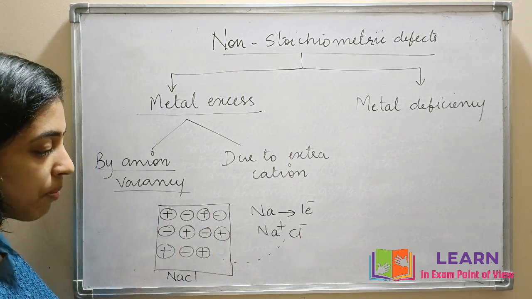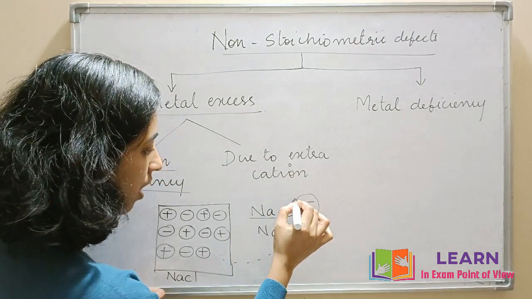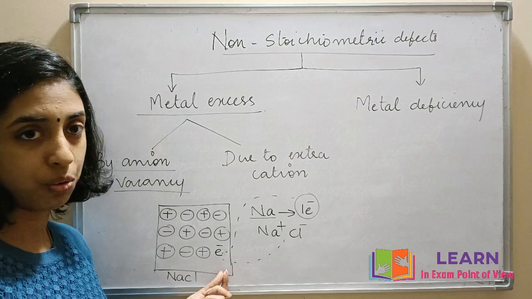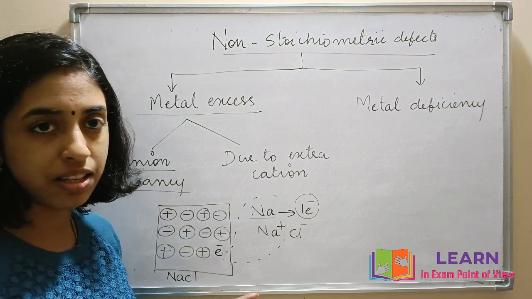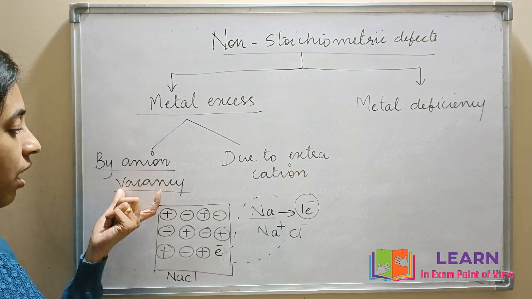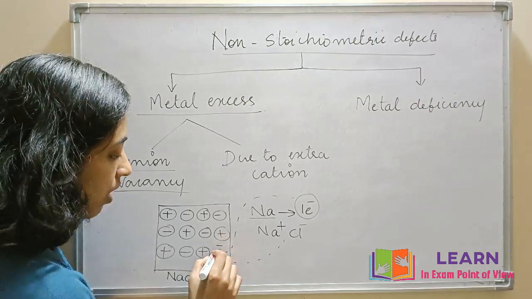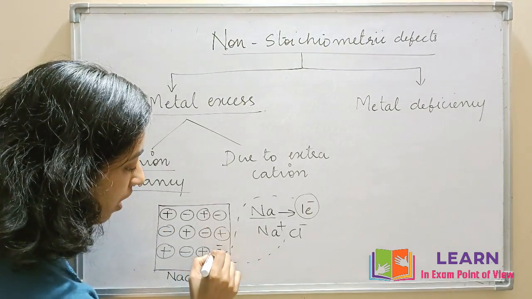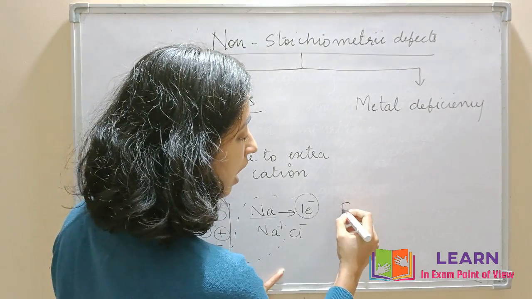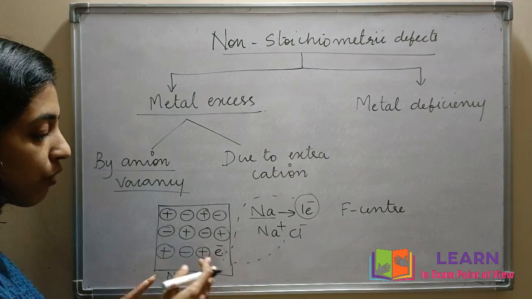So in order to maintain electrical neutrality, this one electron that is released by this Na will come and occupy the place of that vacant site. Okay. Now electrically it is balanced, but there is a deficiency of chlorine. That is, there is a vacancy of anion here. That is why it is known as by anion vacancy. And one important point is here. This electron is an unpaired electron which occupies the anion vacancy. It is known as what? F center. It is called F center, and it determines the color of the whole crystal.